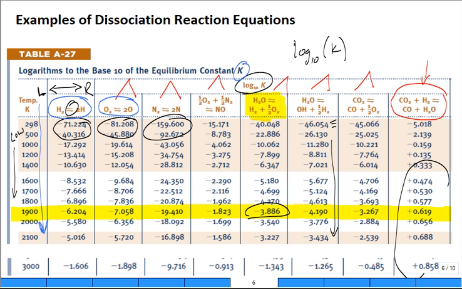So it said the temperature was 1900. And so this number right here is log base 10 of K equal to plus 0.619 for this reaction. CO2 plus H2 goes to CO and H2O. Back and forth, it's a dissociation. So let me leave this page, but you'll have to remember this number.